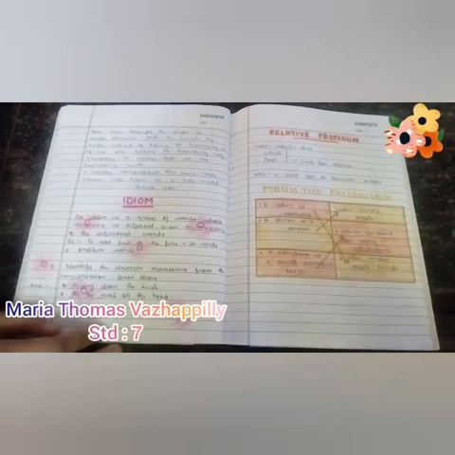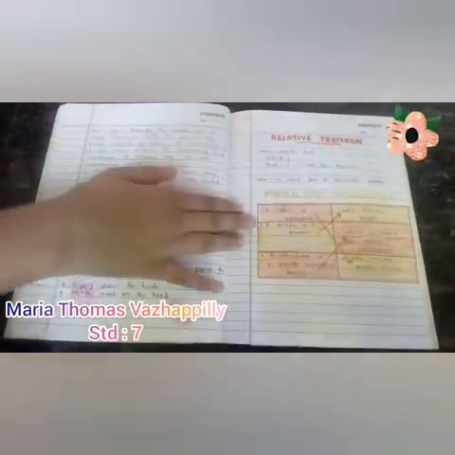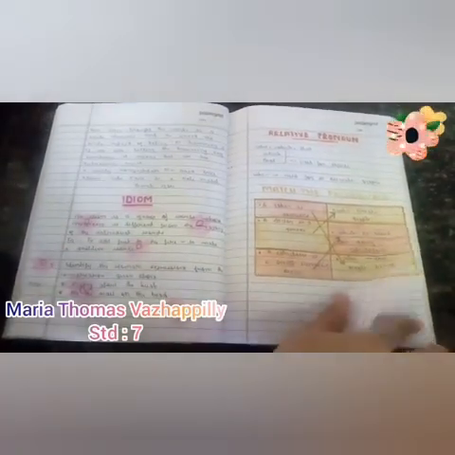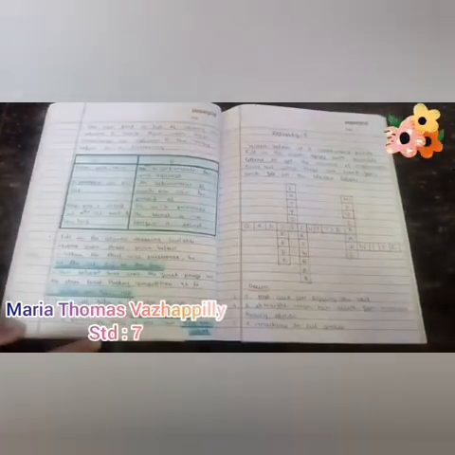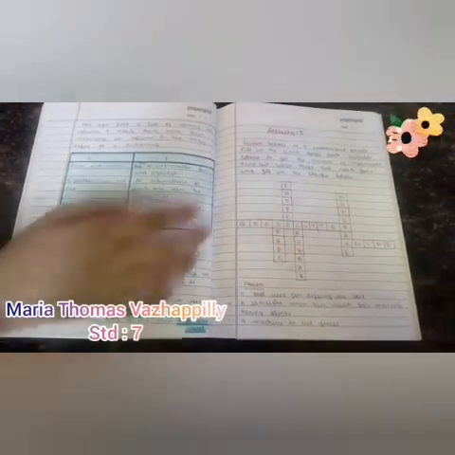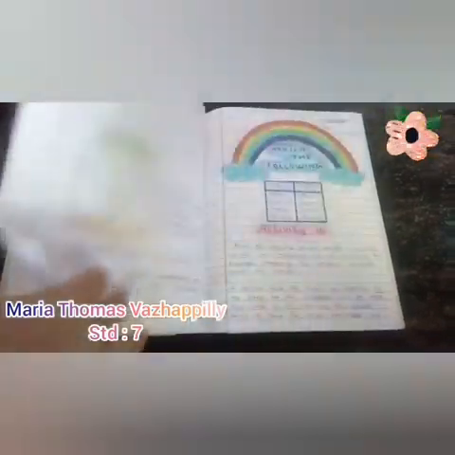And here is idiom. What is idiom? We have discussed it in the textbook. And here is about relative pronoun. These all are about relative pronoun and so on. I have done activity 5, filling the puzzle, and I have done it in my notebook.